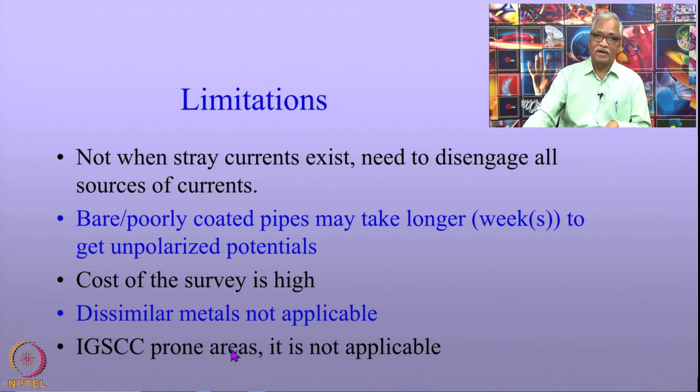This technique again is not applicable when you are dealing with dissimilar metals. And in the areas where the structures are prone to intergranular stress corrosion cracking, this 100 millivolt criterion is not applicable, because IGSCC occurs because of anodic dissolution. We need to protect a little bit more than what the 100 millivolt criterion can offer.